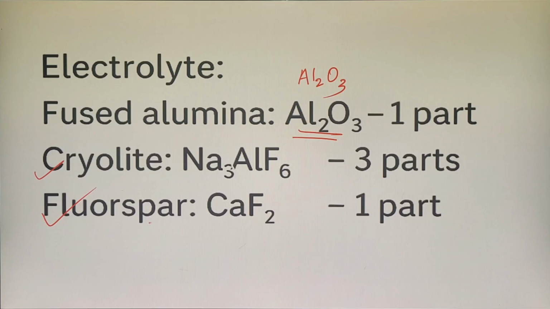Na3AlF6. Okay, then they added one more substance into the electrolyte. What was the other substance added into the electrolyte? It was fluorspar. What is the formula for fluorspar? It is CaF2, calcium fluoride.